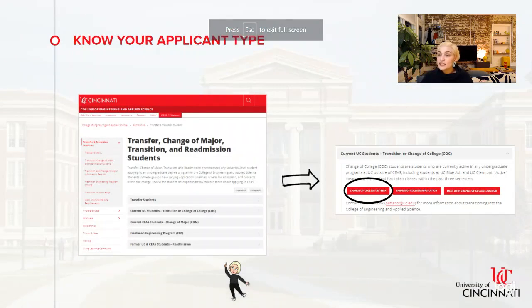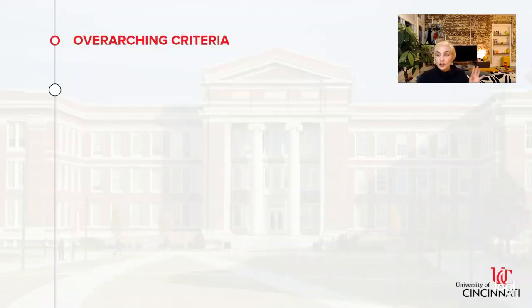Now that we know what type of applicant we are, let's talk about what criteria you're going to be expected to meet to get into our majors. Even though we have all these different applicant types, we do have some overarching criteria, some buckets of requirements that are needed for each applicant type. So I'm going to go over these 4 overarching criteria, and then I'm going to do a breakdown of each one just so you feel really clear about what the expectation is.